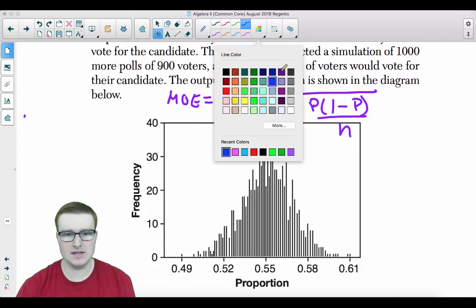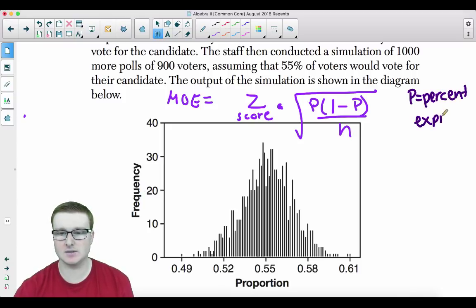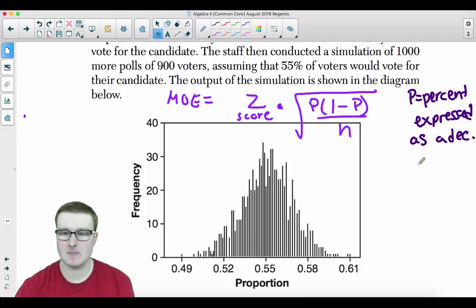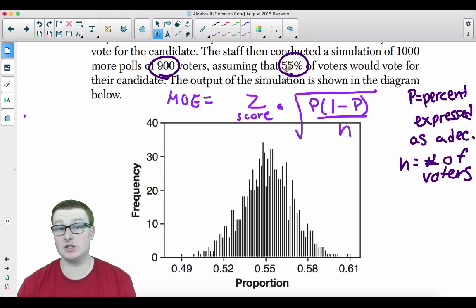So these letters that you see over here, p means the percent expressed as a decimal. Okay? And the letter n represents the number of voters. So the number of voters is 900 people, and the percent is 55. Convert that to a decimal, 0.55.